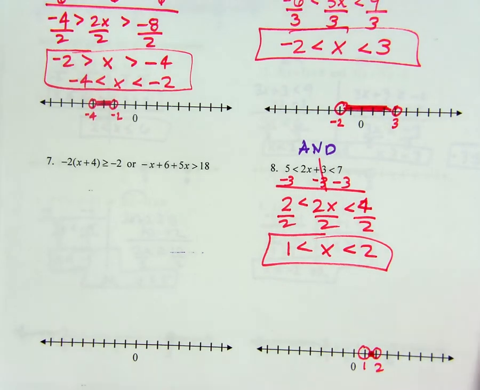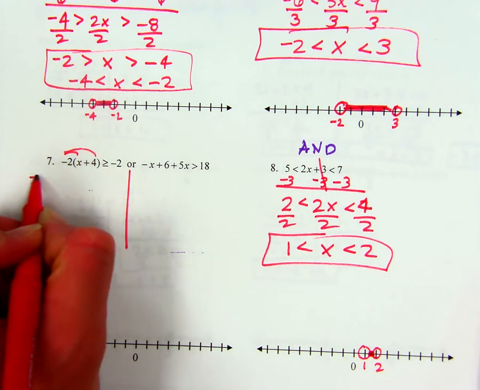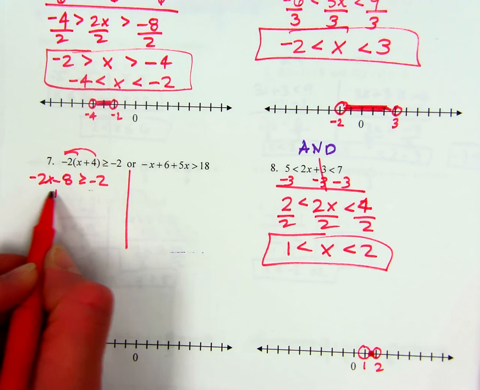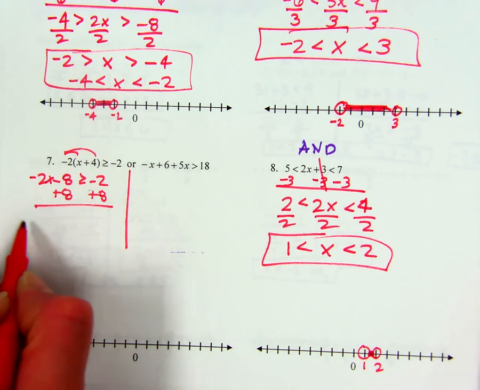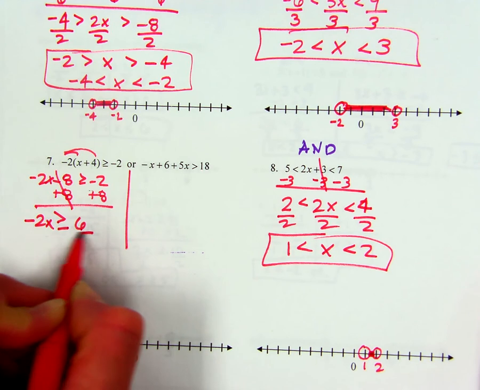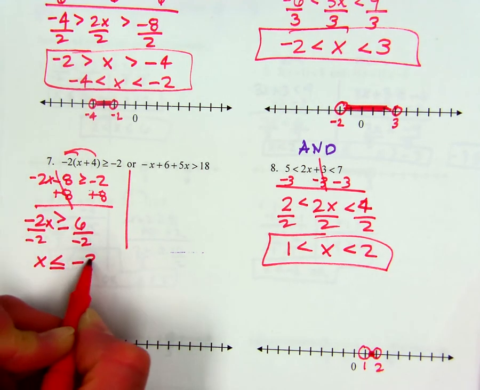All right, number 7, we're going to go back to that one. So number 7 is an or. First I distribute. Negative 2x minus 8 is greater than or equal to negative 2. I'm going to add 8 to both sides. Negative 2x is greater than or equal to 6. When I divide by negative 2, I have to flip it, so x is less than or equal to negative 3.